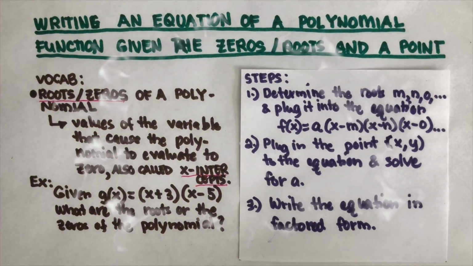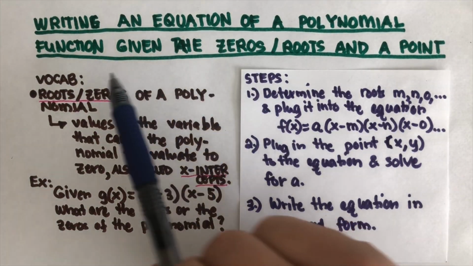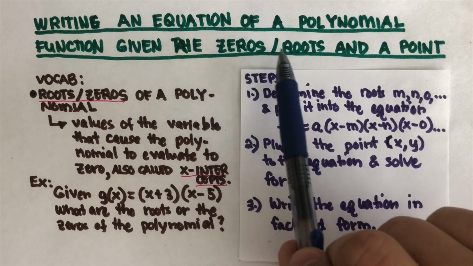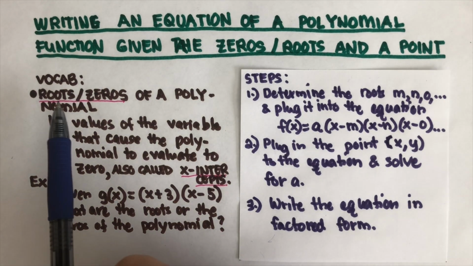Hello everyone. Today we will be writing an equation of a polynomial function given the zeros, roots, and a point. So let's first define what zeros and roots are. I have some vocab here.